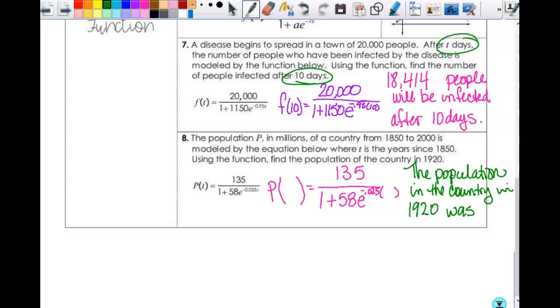All right, so what number do we substitute in? 70. But is your answer weird? Yeah, what'd you get? 12? It's 12 million. The population in millions. So it is 12.185 million.